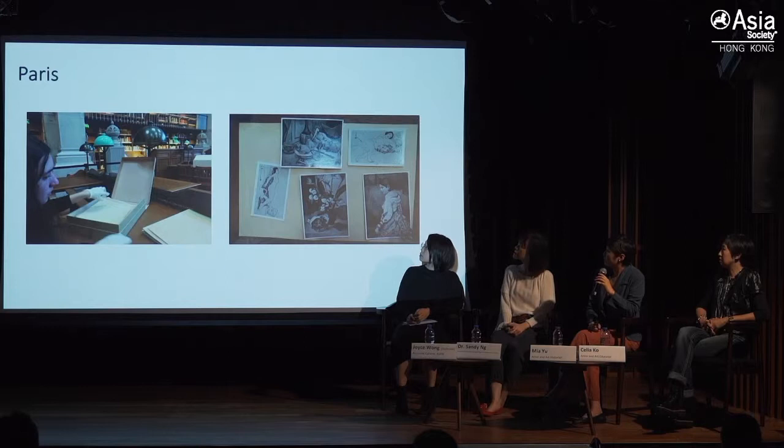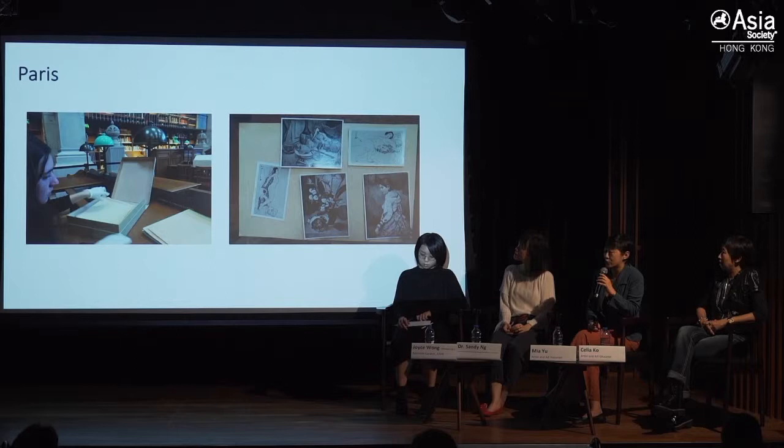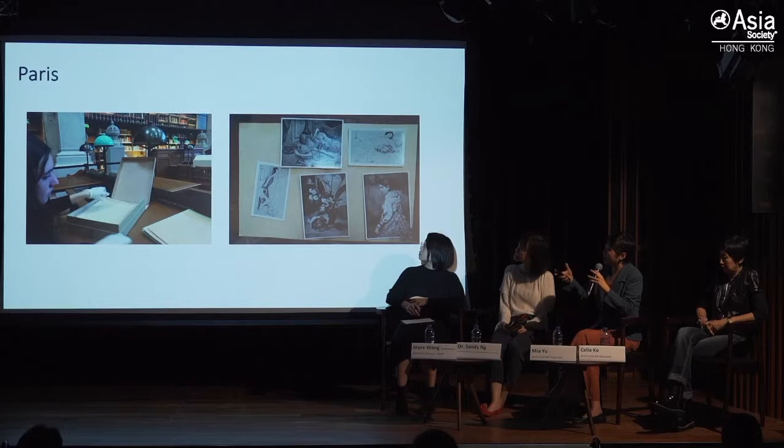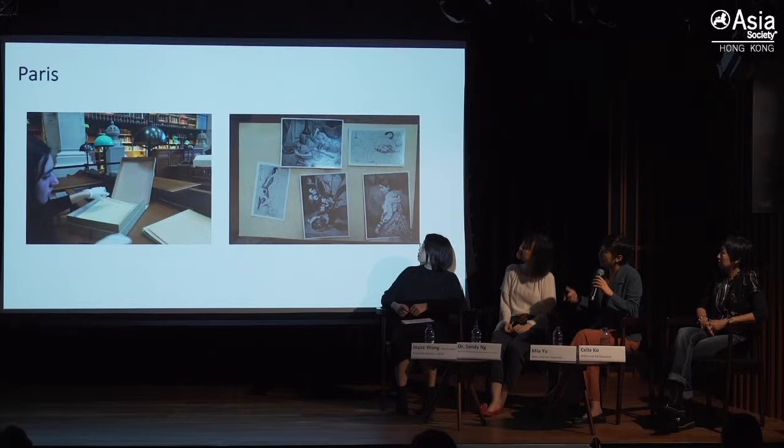So the first site I visited is the National Art History Library in Paris. Pan Yu-Lin's archive was contained in this small box. The materials are mainly about her last exhibition in Paris in 1977. This is the last show she did before she passed away. So I didn't find many things, just a few photographs and some exhibition memos.